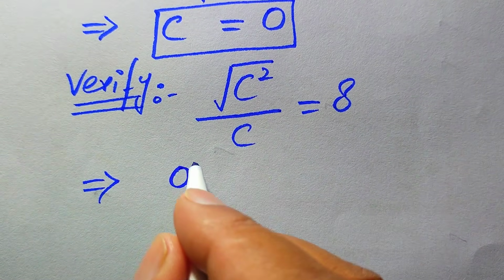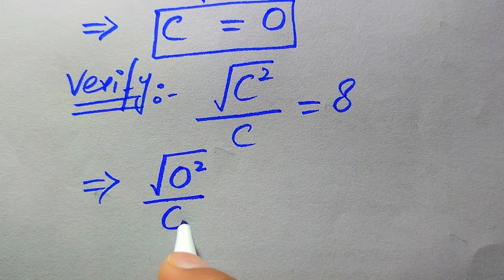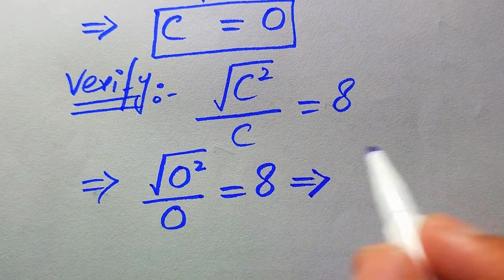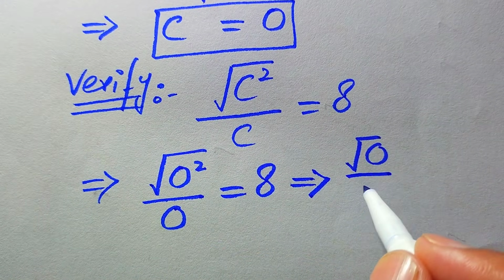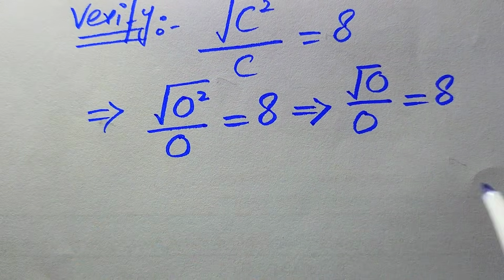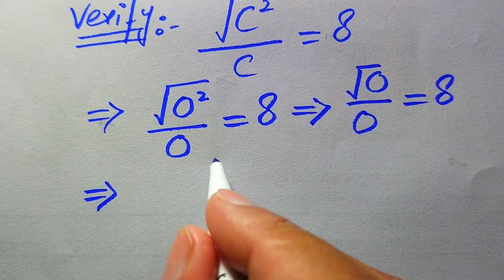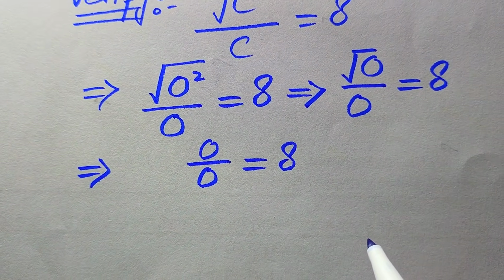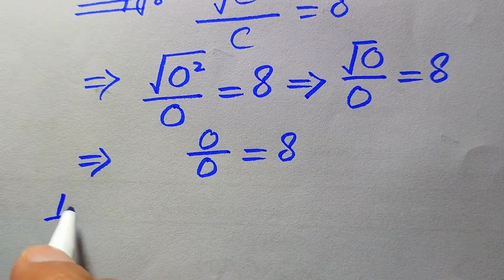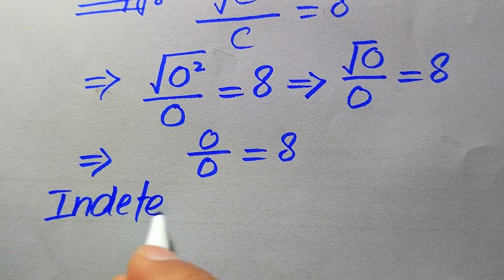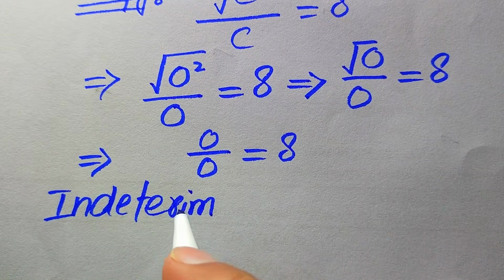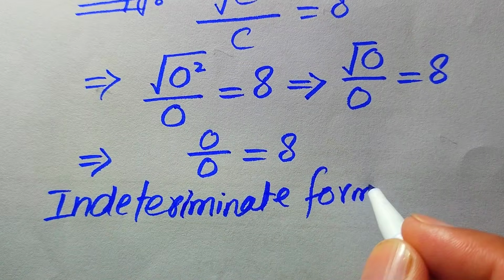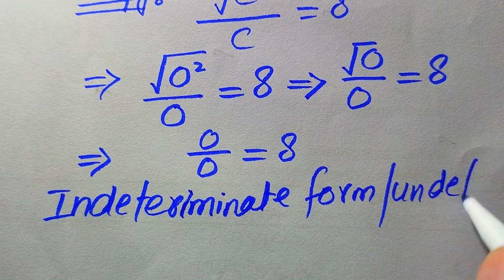So when you put it here, it becomes the square root of 0 squared divided by 0 is equal to 8. This implies that 0 squared becomes 0, and we get the square root of 0 divided by 0 is equal to 8. And further you see the square root of 0 becomes 0, so it is 0 over 0 form equal to 8. So the left hand side becomes 0 over 0 form, or in other words, it is an indeterminate form. Or in other words, we say that it is undefined. So the left hand side is undefined.